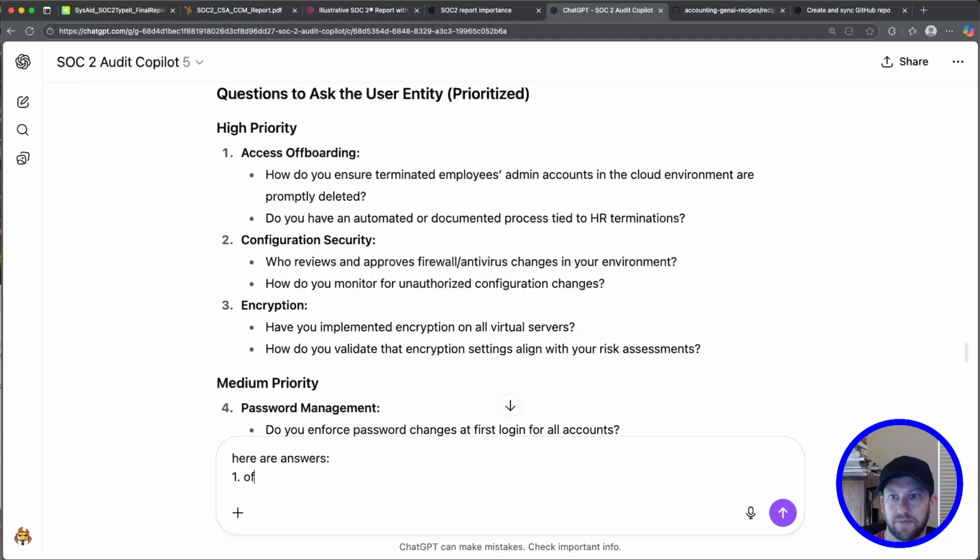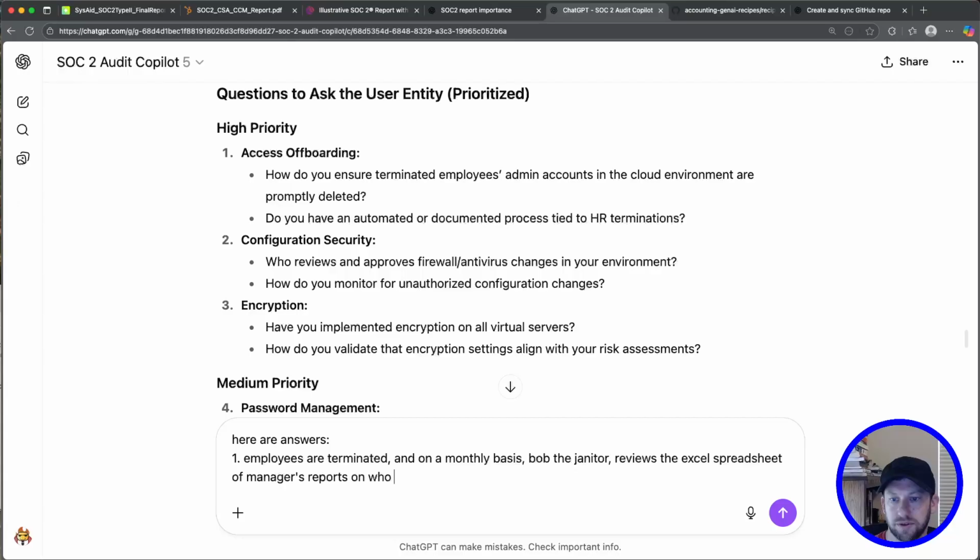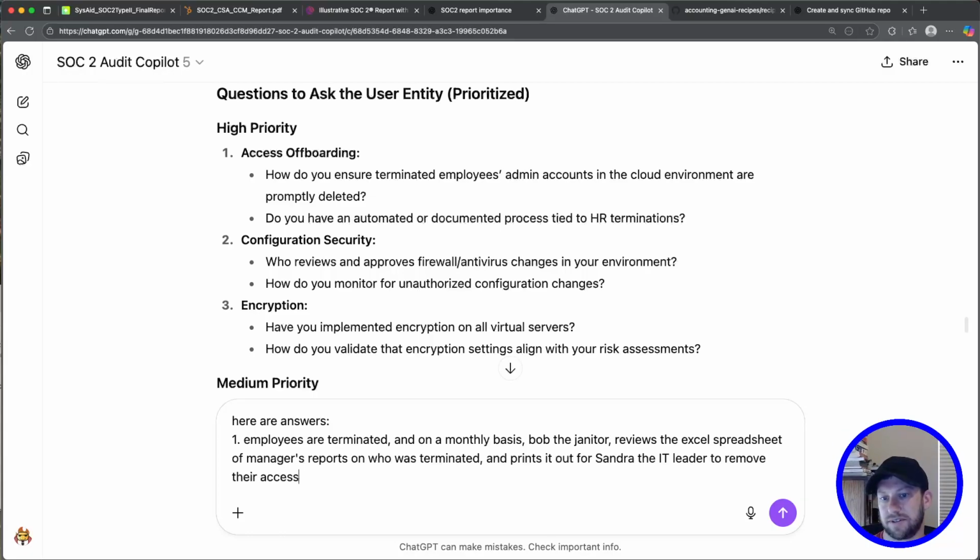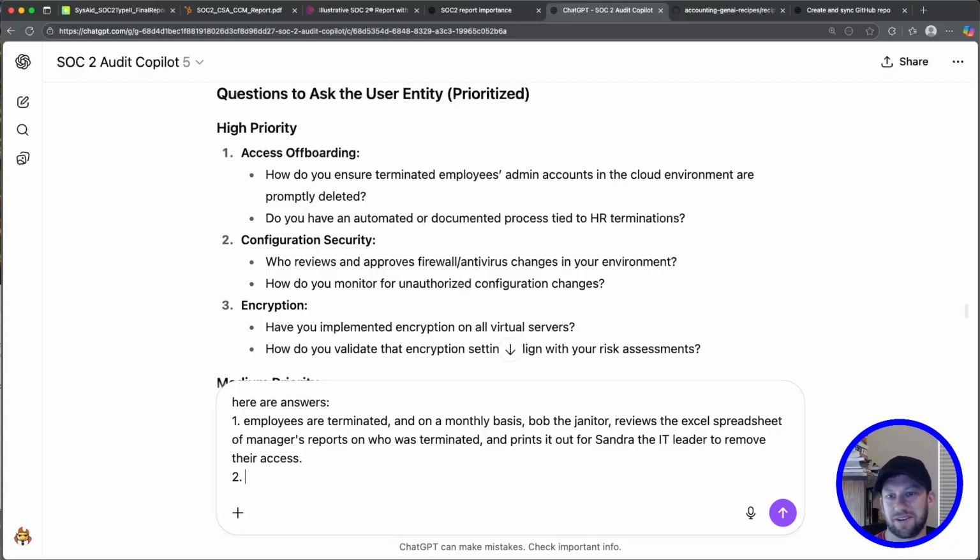One, employees are terminated, and on a monthly basis, let's see, Bob, the janitor, reviews the Excel spreadsheet of managers' reports on who was terminated and prints it out for Sandra, the IT controls leader, to remove their access. So that should hopefully throw a red flag in a few ways.